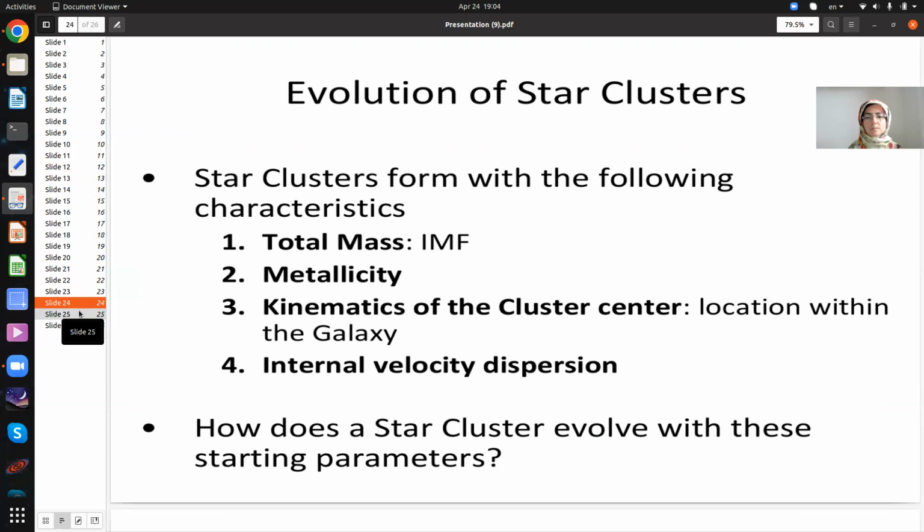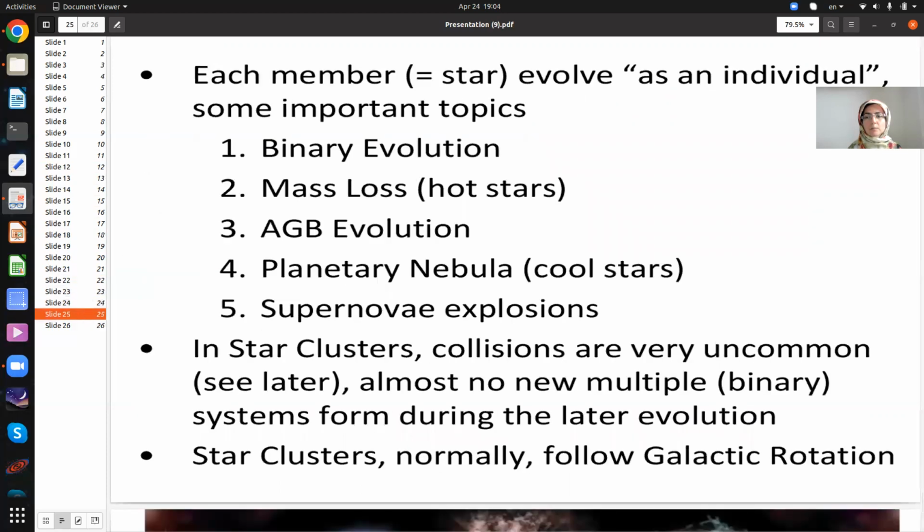We will answer it. Each member, or each star, evolves as an individual. Some important topics: binary evolution, mass loss, hot stars, AGB evolution, planetary nebula or cool stars, supernova explosions. In star clusters, collisions are very uncommon. Almost no new multiple binary systems are formed during the later evolution. Star clusters normally follow galactic rotation.